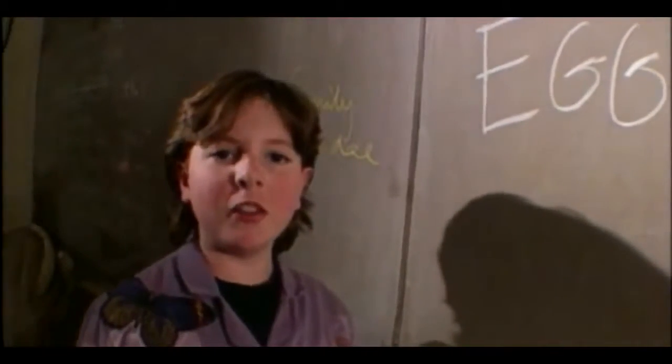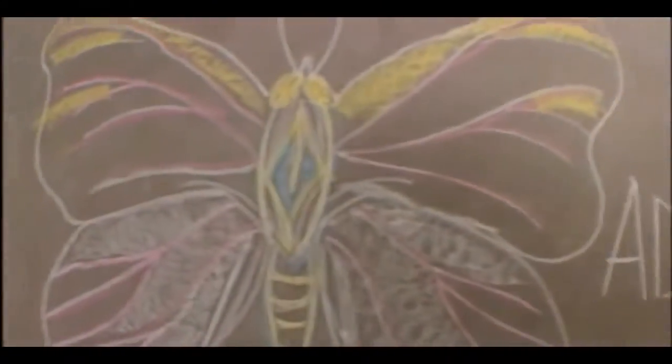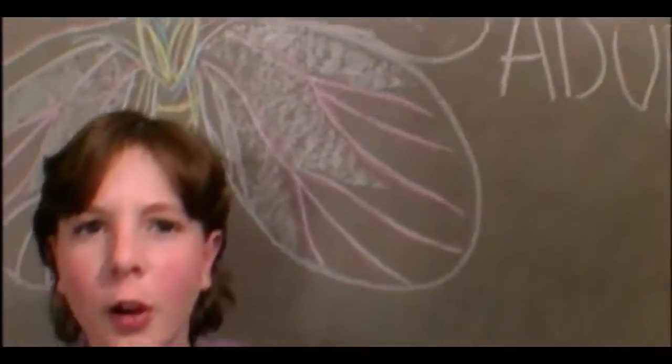Attention, humans. Insects grow in stages, from egg to larva to pupa to adult. And if all the world was a stage, watch your step, because insects rule it. Any questions?